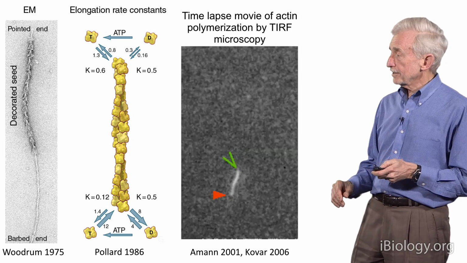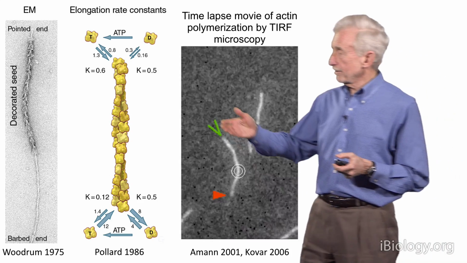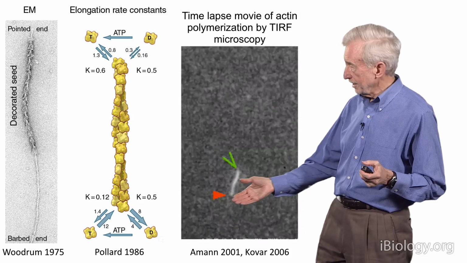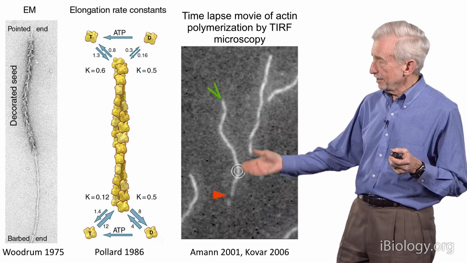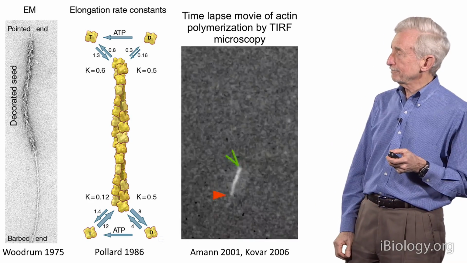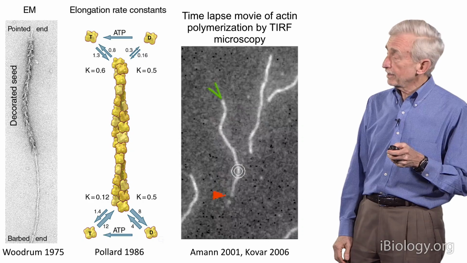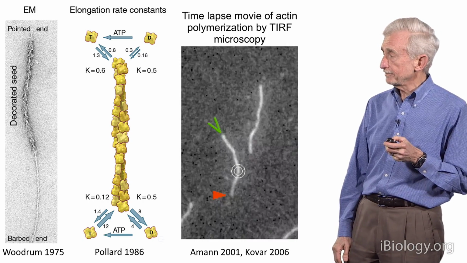So if I turn on this movie, you'll see that the filament is growing rapidly at one end, up here at the top, and slowly at the other end, down here at the bottom. So this is the barbed end up at the top and the pointed end down here at the bottom. And you can actually measure the same sort of chemical constants for these reactions by light microscopy now.